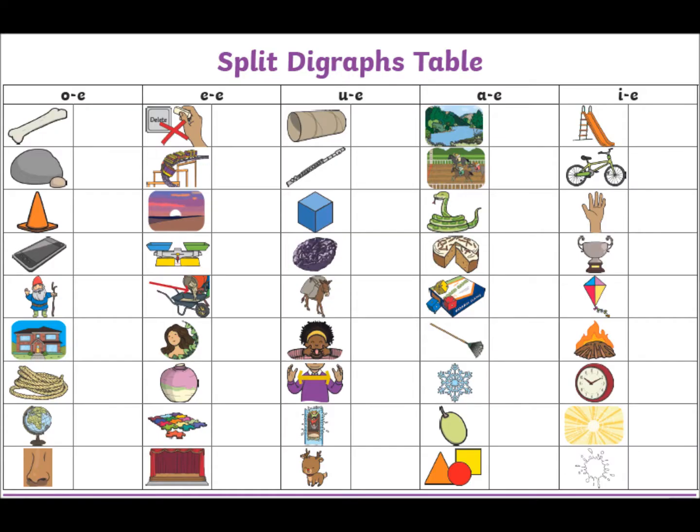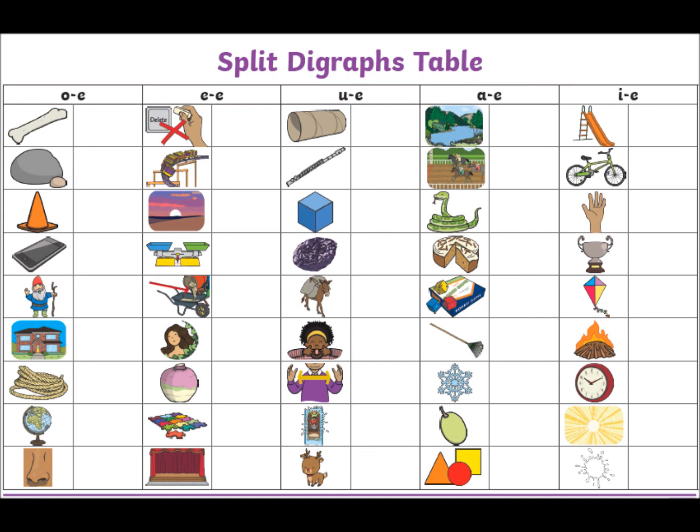Here is an activity that I'd like you to have a go completing at home. As you can see, there are lots of different pictures. Also at the top, you've got the 5 different split digraphs of O, E, U or U, A and I. And what you have to do is you have to look very carefully at the pictures. We can see that the first picture in the top left-hand corner is a picture of a bone, and it's in that O split digraph column. So in that empty space next to the picture of the bone, you have to try and write the word bone.